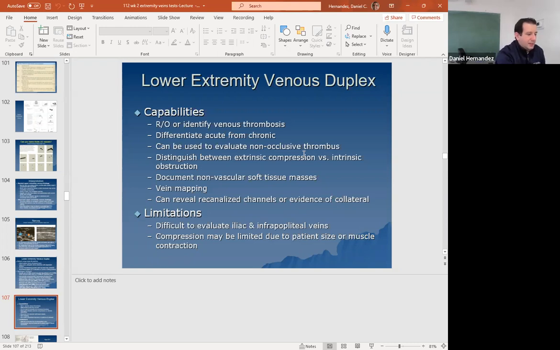Some limitations, the iliac veins may be difficult to image, as well as the infrapopliteal veins, so the calf veins. So they may be very small in diameter and caliber. Compression may be limited due to patient size or muscle contraction or muscle mass, and also patient's ability to tolerate compression.